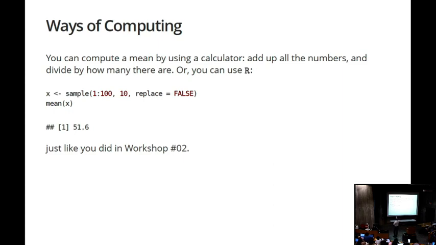You end up with an X, which, from your workshops, you know is a vector. It has 10 elements. I'll talk more about this sample notation in a minute. And then we take the mean of it. We say mean of X, and it tells us 51.6.